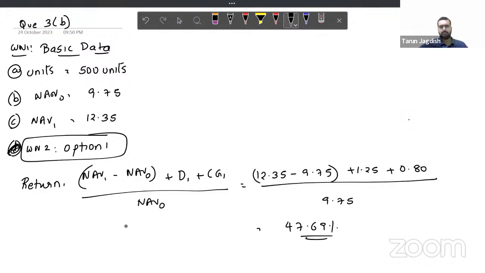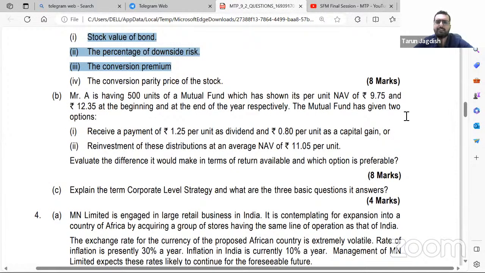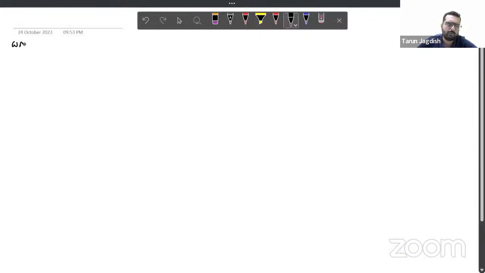Fine, friends. Can I go to the next part now? Are you all done with this? Perfect. Now let's read the second part of the question. There they say that these distributions are reinvested at an NAV of how much? 11.05. So I'll write down option number 2.